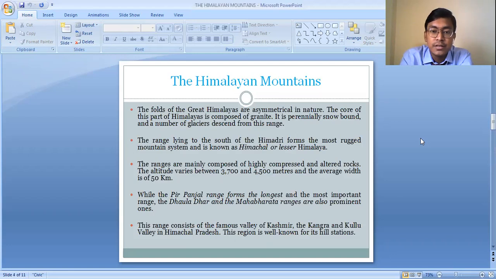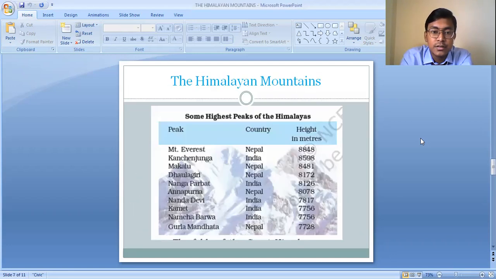So before we discuss that, first of all, let us know about some of the important peaks. Here you can see the names of some of the highest peaks of the Himalayas. Mount Everest is the highest peak, as we all know, and it can be found in Nepal. Kanchenjunga is the second highest peak, which can be found in India. Then Makalu, Dhaulagiri, Nanga Parbat, Annapurna, Nanda Devi, Kamet, Namcha Barwa, Gurla Mandhata. These are some of the important peaks of the Himalayan region.